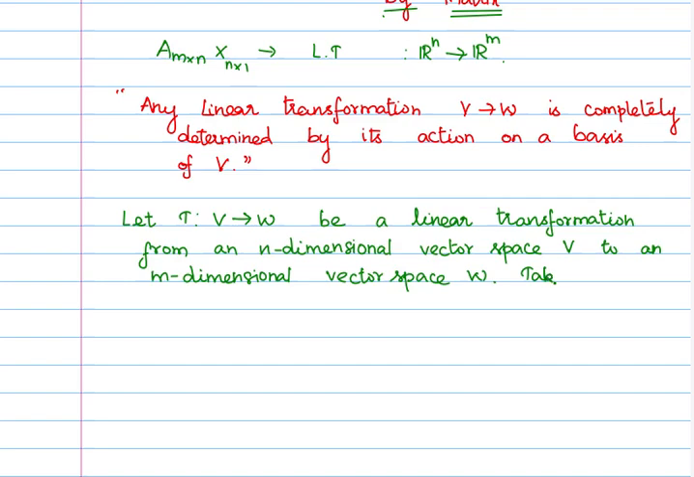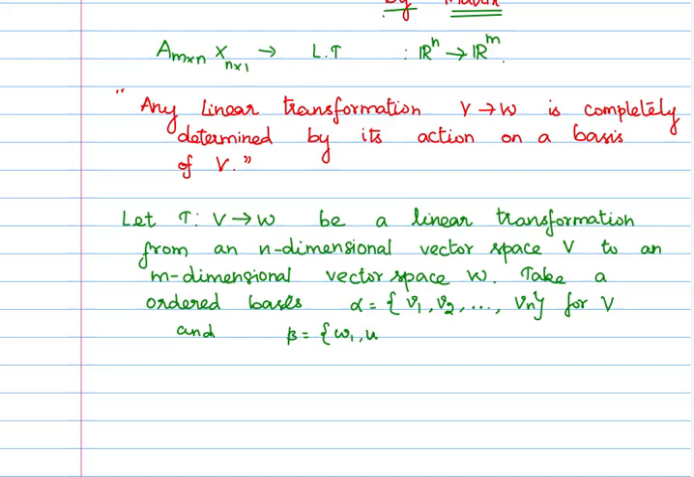Take an ordered basis alpha, that is v1, v2, and so on up to vn, as a basis for our domain vector space V, and beta as another basis, w1, w2, and so on up to wm, for W. So I have two bases, one for V and one for W. Any linear transformation is completely determined by its action on a basis of V. We know this result.